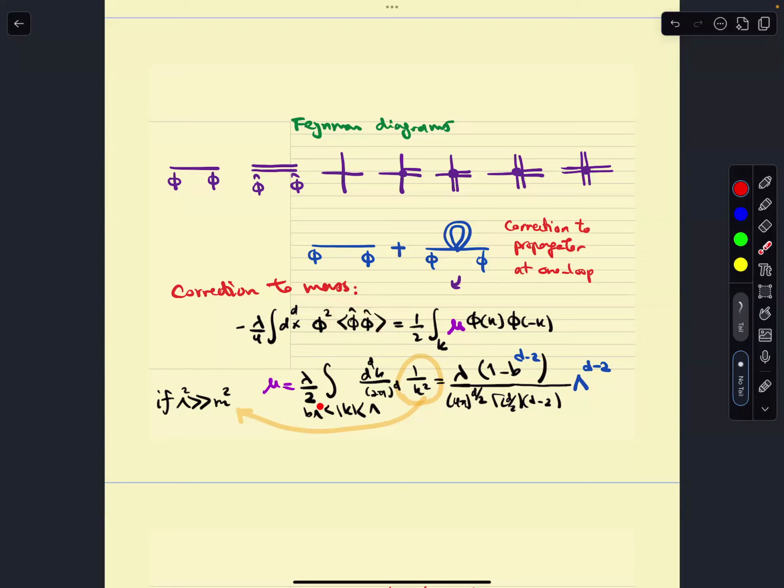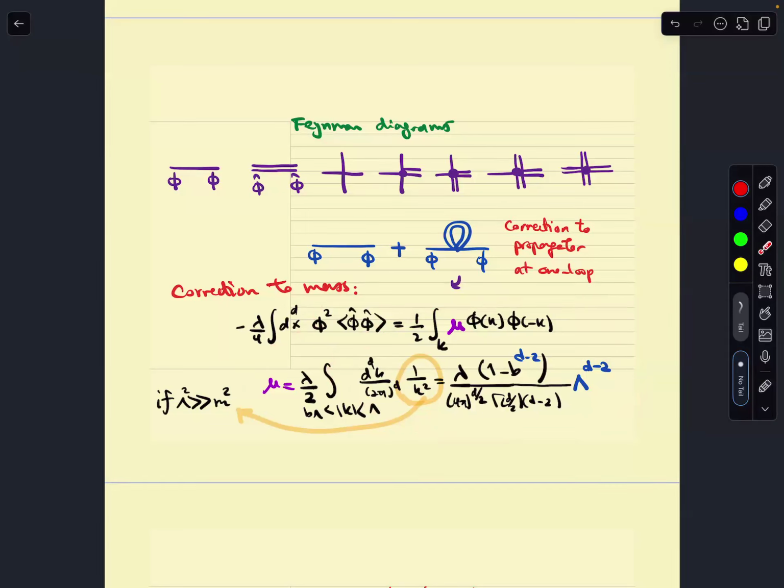Which is lambda over 2 integral over k between b lambda and lambda. This is that thin momentum shell. The propagator, this integral performed in that range. And the answer to it is just simply this. It's an explicit integral you could perform. There are no divergences, of course, right? We're assuming that the cutoff is much, much larger than m squared, because otherwise I have to put 1 over k squared plus m squared, right? But I'm assuming that the cutoff is way above mass, therefore I could approximate it to 1 over k squared.